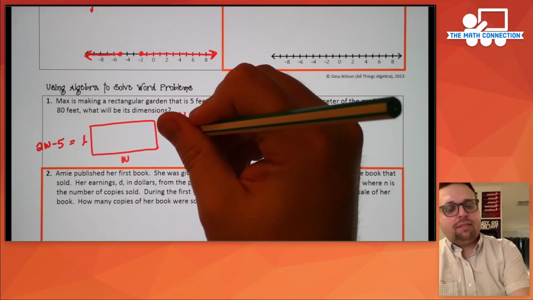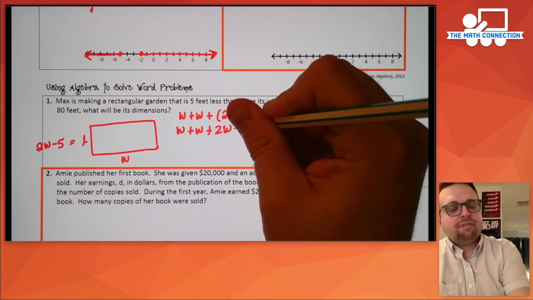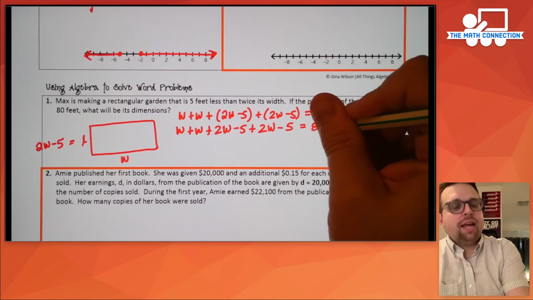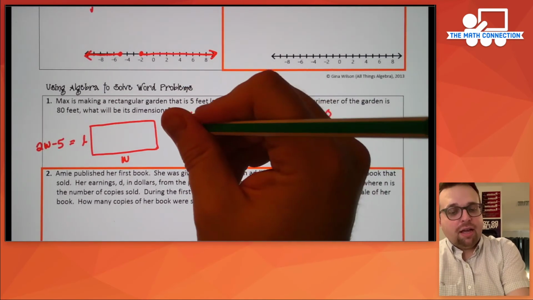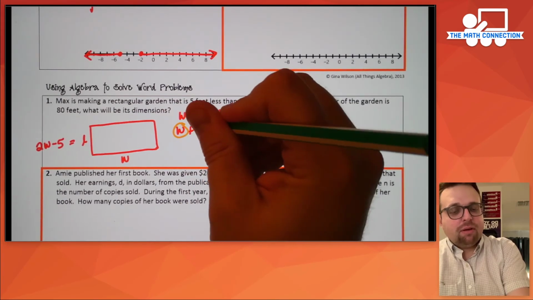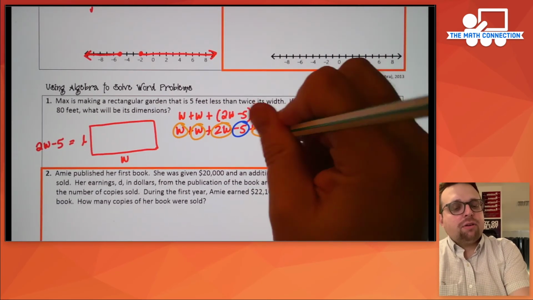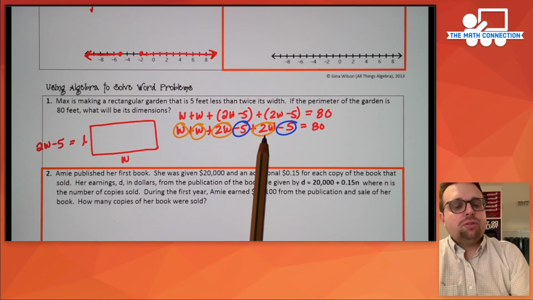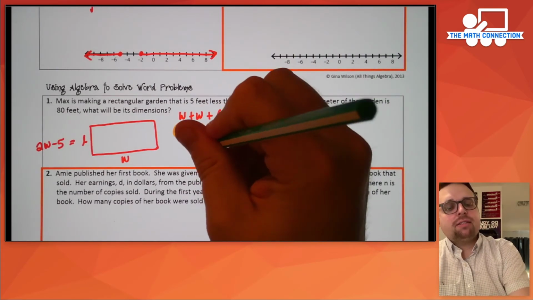So this is going to be w plus 2w minus 5 plus w plus 2w minus 5 equals 80. And I'm going to switch up colors here so we can identify the like terms. That's a like term, like term, like term, and like term. And then this is a like term with this. So you need to combine all of these together. Okay, so 2 W's, 2 more W's, that's 4 W's, 5 W's, 6 W's. So 6 W's.